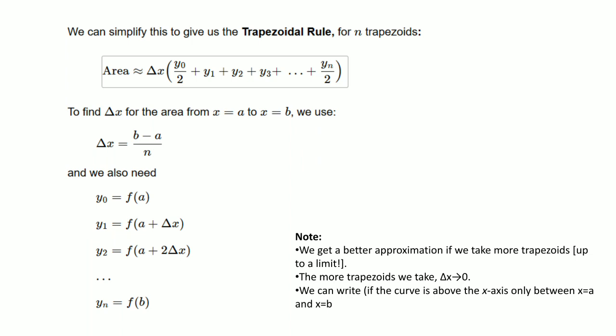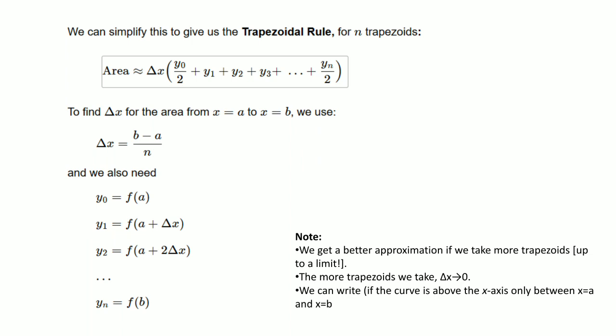Now, things to be noted about this trapezoidal rule: we get better approximation if we take more trapezoids. The more trapezoids you take, the better the approximation, or the more accurate results you are going to get. But it has some limit. The more trapezoids we take, delta x tends to 0. This is the trapezoidal rule.